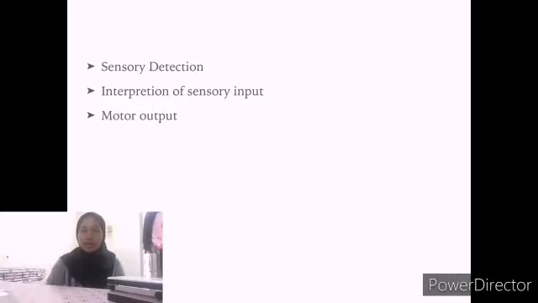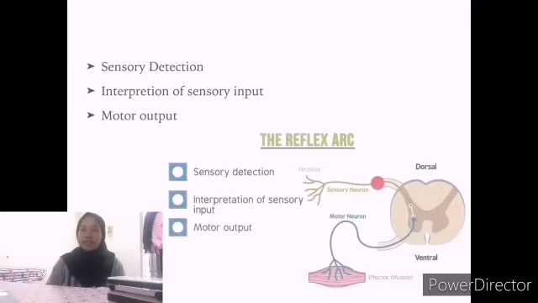So basically it consists of, first, sensory detection by the receptor. Second, interpretation of sensory input. And third, motor output. Firstly, the receptor will detect the stimulus. It will go through the dorsal and ventral roots, and then go to the effector, for example a muscle. So the muscle will react and respond to what is carried by the nerve from the receptor.